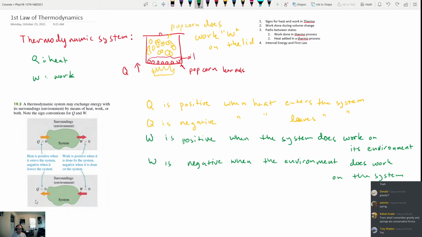When heat goes out of the system, it's negative. And when the system does work, it's positive. When work is done on the system, it's negative. Okay? Does that all make sense? Anyone have any questions?